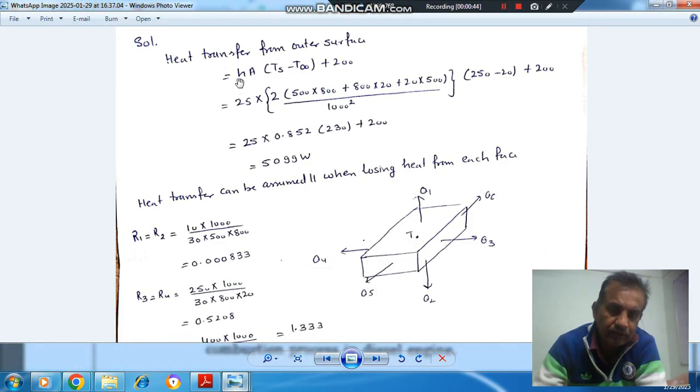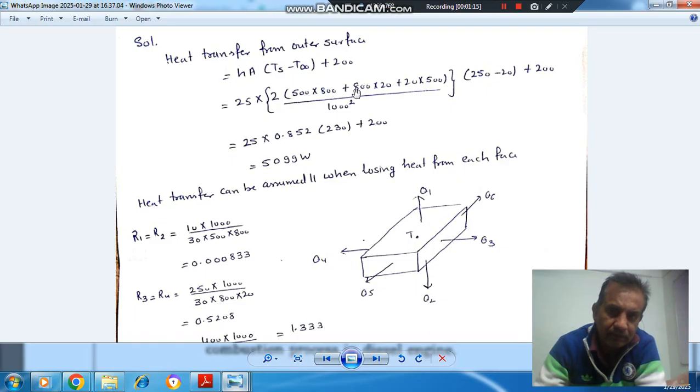So heat transfer from the outer surface is heat transfer due to convection plus heat transfer due to radiation. Heat transfer due to convection is h into A into (Ts minus T infinity). Ts is surface temperature, T infinity is ambient temperature, h is the convective heat transfer coefficient. Area is the outside area of the whole plate, that is 500 into 800 plus 800 into 20 plus 20 into 500. So that is the area of 3 surfaces, and there are 6 surfaces, so multiply by 2.